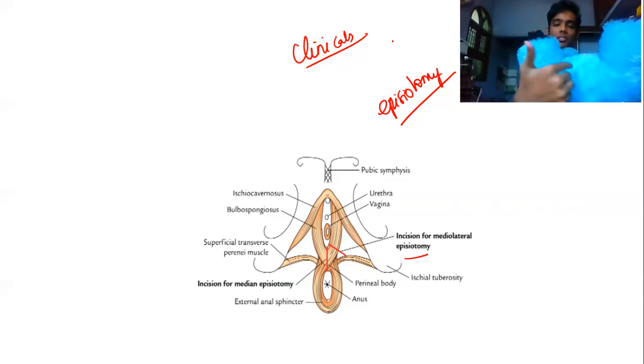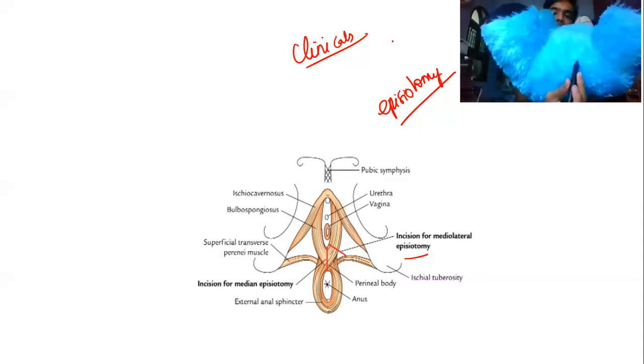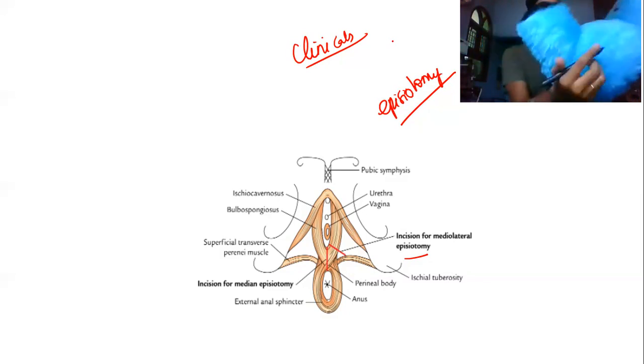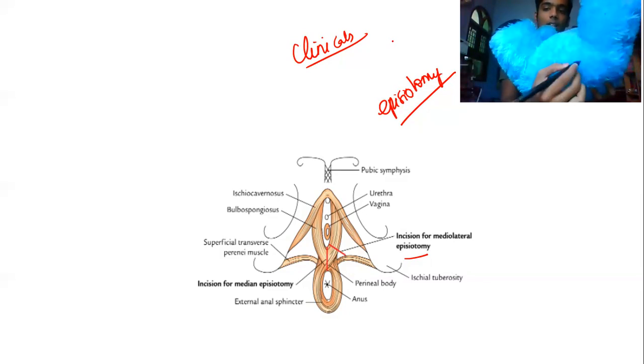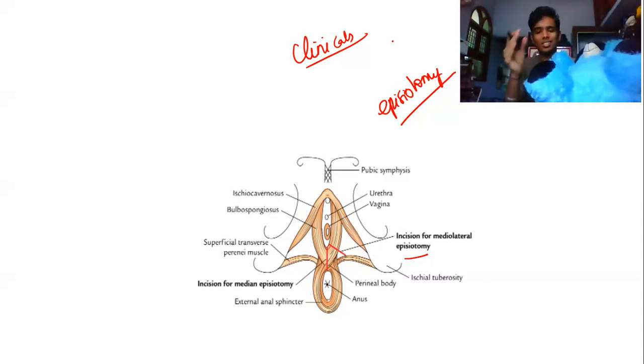Now I need to approach the vagina, right? So episiotomy can be done in 2 planes. One is the median plane. Another one is the mediolateral plane. So I'm going to either incise in the median plane like this, or I will do a mediolateral incision. Can you see how I'm doing an incision? Either a median incision like a straight line, or a mediolateral incision, right? So these are the 2 incisions I can do.